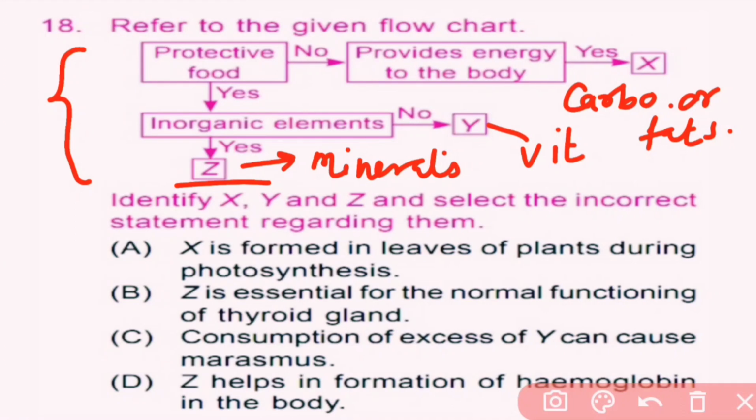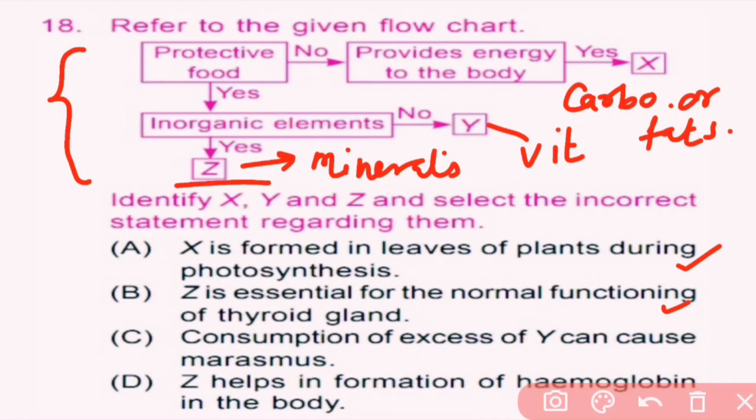Option A, X is formed in leaves of plant during photosynthesis. Plants make carbohydrates from photosynthesis. So it is a correct statement. Option B, Z is essential for normal functioning of thyroid gland. Iodine is essential for normal functioning of thyroid gland and iodine is a mineral. It is also a correct statement.